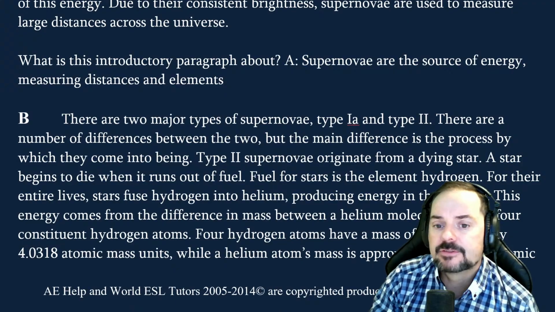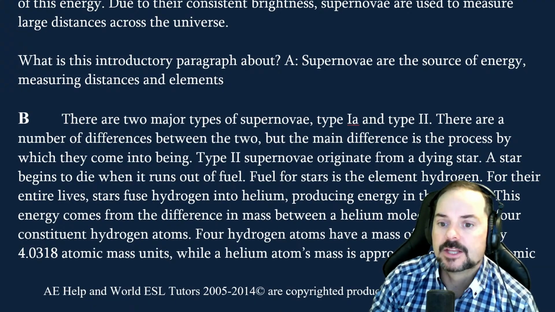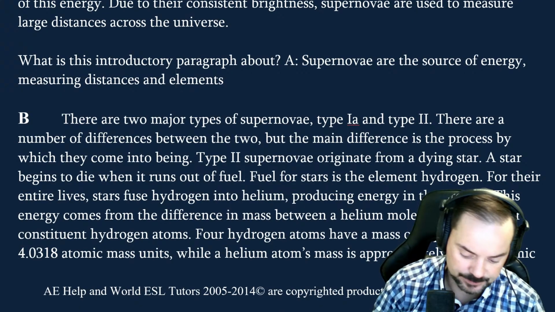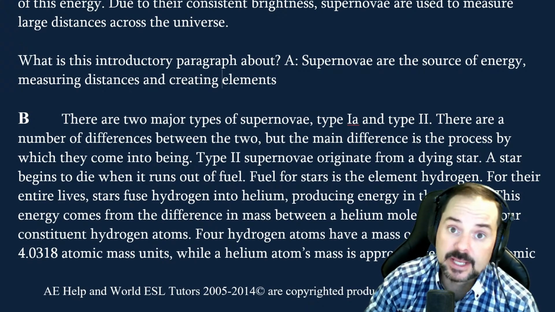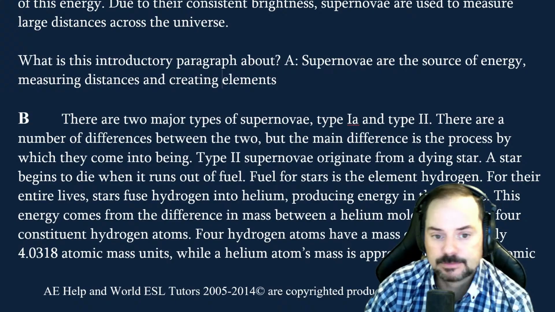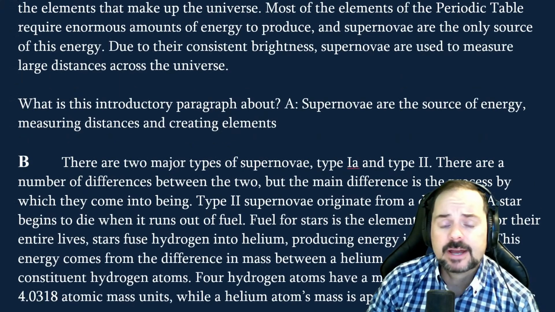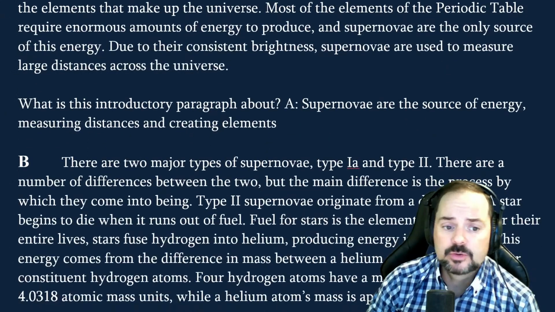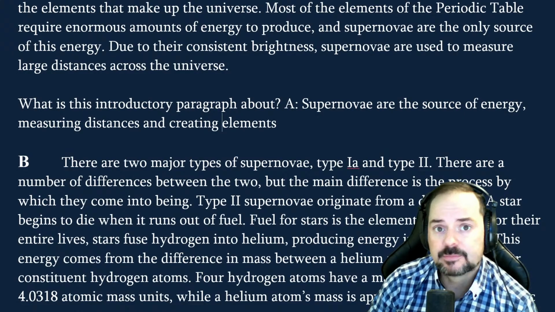So just repeat after me. What is the introductory paragraph about? What is the introductory paragraph about? It's about supernovae as the source of energy, measuring distances, and the elements. Yeah, and creating elements, to be more specific, creating elements. Okay? That's all you need to get. So you don't have to understand every word. And even if you just get creating the elements and source of energy, then that's also good. Okay. So you have to practice this.